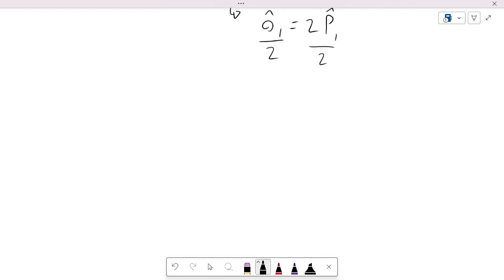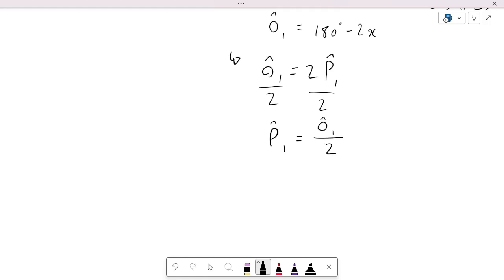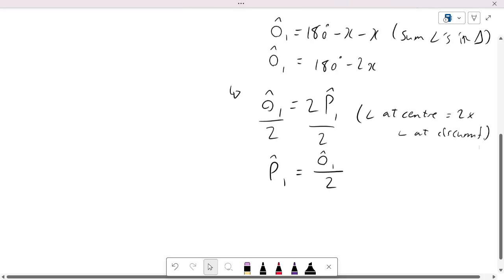And we have P1 is therefore going to be equal to O1 divided by 2. And we know what O1 is. But remember your reason over here, right? Your reason is angle at center is equal to 2 times angle at circumference. Okay, I'm just going to write it in short and you just need to write it in full.